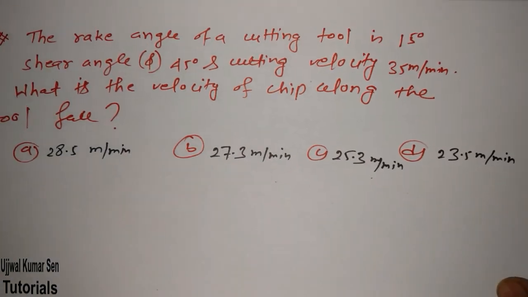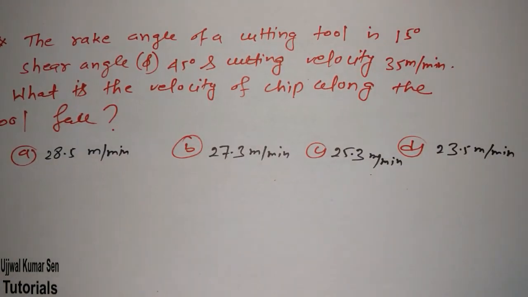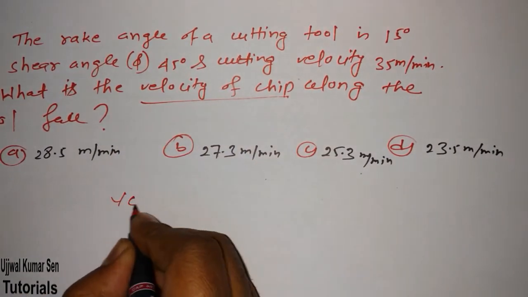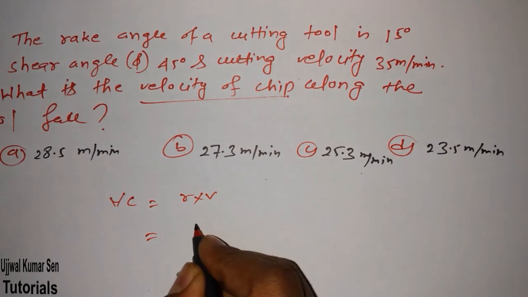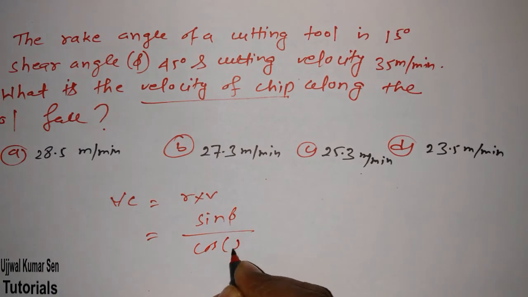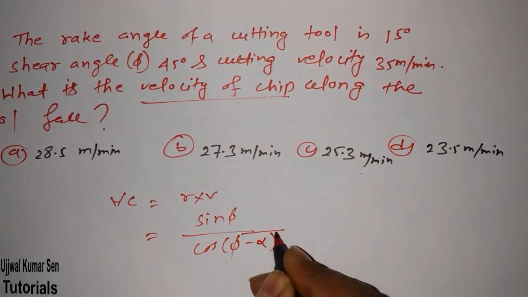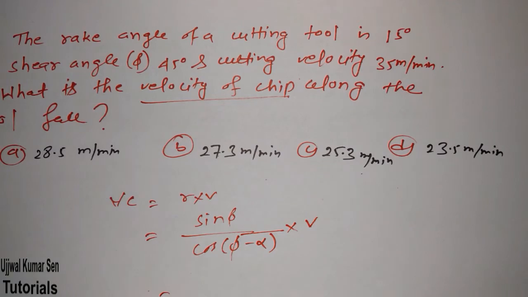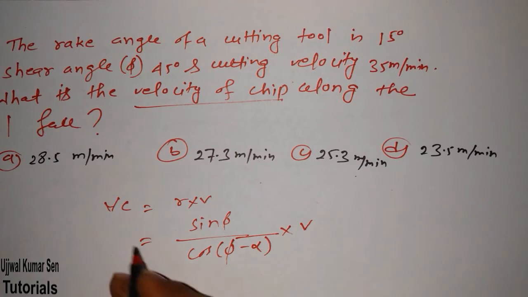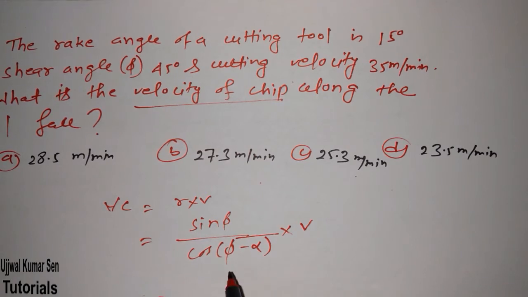The first question is right now in front of you. I hope you can see it, right? What we have to find out is the chip velocity, for which I have already shared the formula with you. So chip velocity vc is equal to r into v. What is the formula of r? I have just shared it: sine phi by cos of phi minus alpha, into v. First of all, you have to write the formula of what we have to find out. After that, we find the values from the question and put them in the formula according to requirement.